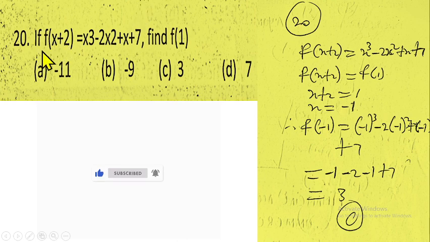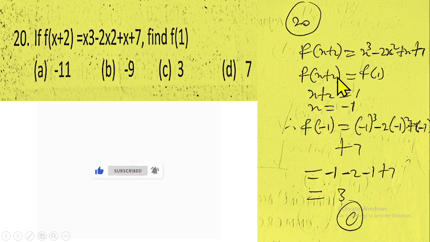Question number 20 is from functions. We are told that f of s plus 2 is equal to s cubed minus 2s squared plus s plus 7. We have to find f of 1. It's quite simple if you understand what function is all about. If f of s plus 2 is this, you have to find f of 1. So that means you'll have f of s plus 2 equal to f of 1.